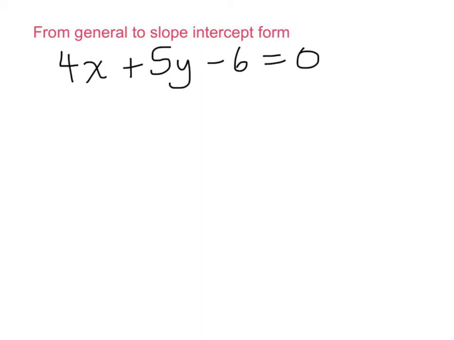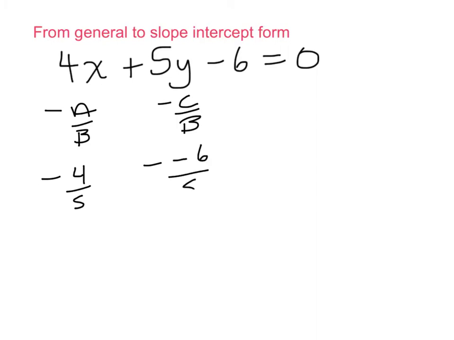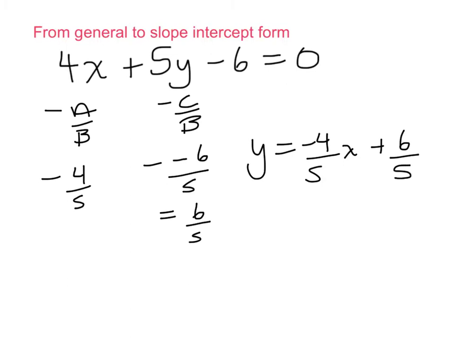The first way is to go back to our formulas. Because if we think about this, we know that the slope is minus a over b, and the y-intercept is minus c over b. So minus 6 over 5 is minus 6 over 5. So y equals minus 4/5 x plus 6 over 5. Couldn't be easier to write the equation for y equals mx plus b.